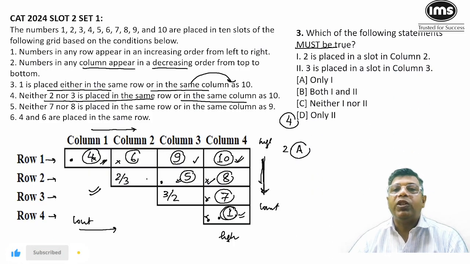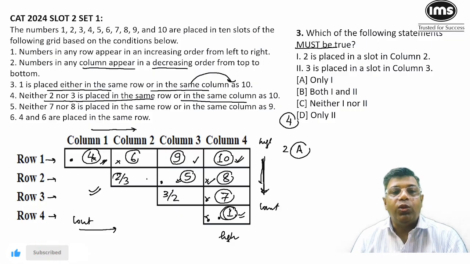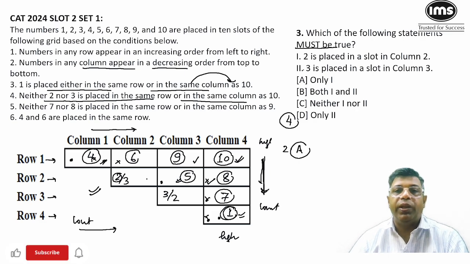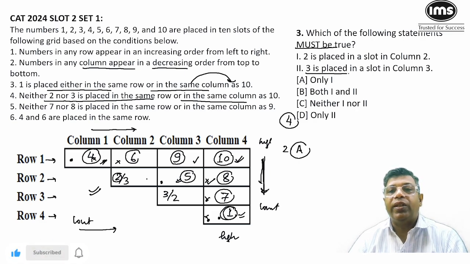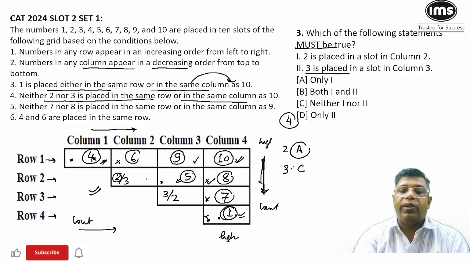Which of the following statements must be true? 2 is placed in a slot in column 2. Maybe. Because 2 may be in column 2 or it could be in column 3. So the first is not must be true. It may be true but not must be. And the same is true with the second statement, 3. Because these two can take the position vice versa. So neither first nor second. So for third, we have to take C choice.